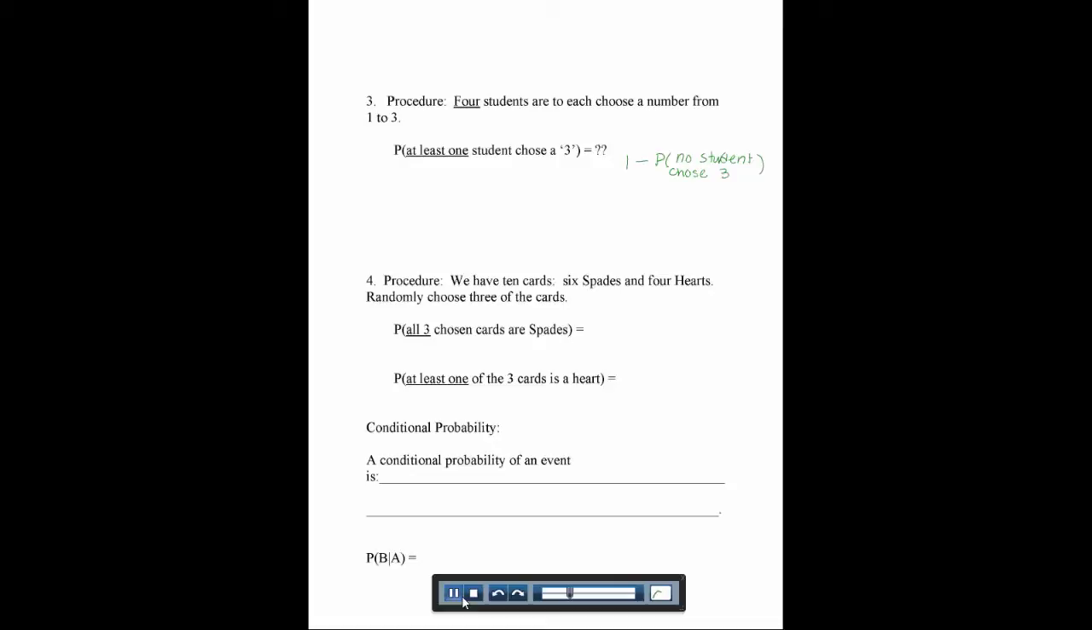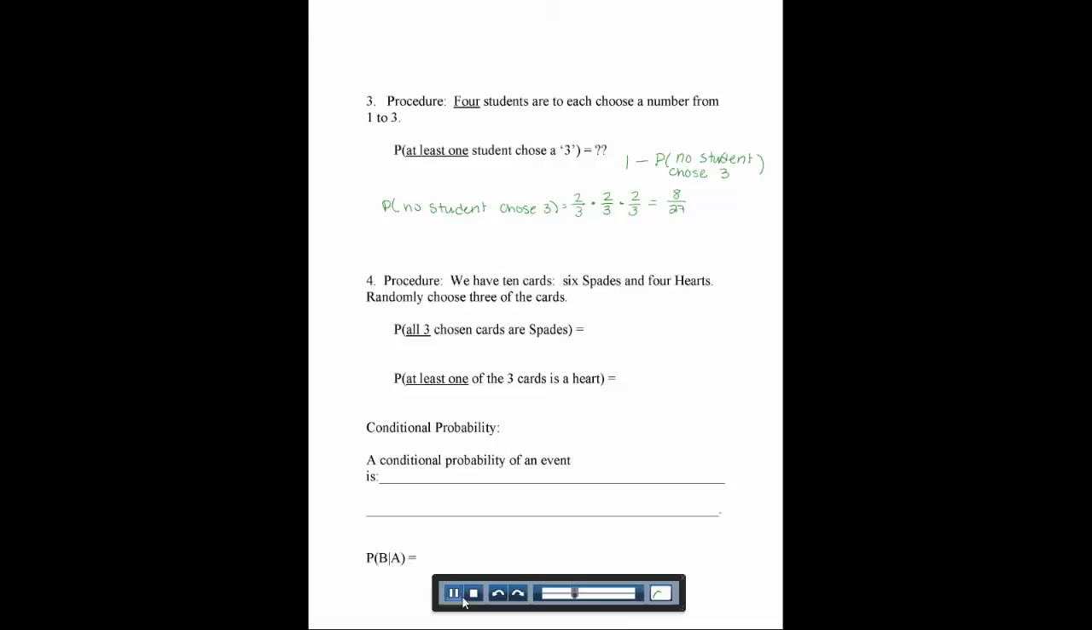Okay, so if we want to find the probability that no student chose 3, this is the same as saying the first student didn't choose 3. So that would mean they chose 1 or 2, so that'd be 2 out of 3. And the second student didn't choose 3. So again, that would be 2 out of 3. And the third student didn't choose 3. And 2 out of 3. Okay, and since this is an and thing, we use the multiplication rule. So here we get 8 over 27.